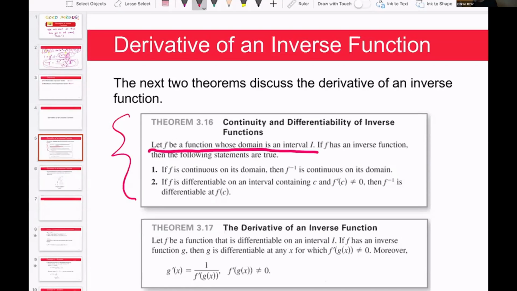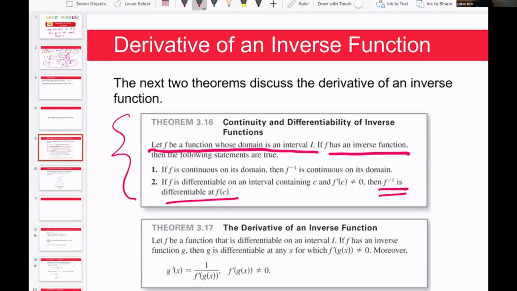If f has an inverse, then the following two statements should be true, which essentially means that f is continuous on its domain, and f inverse is continuous on its domain. And if f is differentiable on the interval containing c, and f prime of c is not equal to 0, then f inverse is differentiable at f of c.